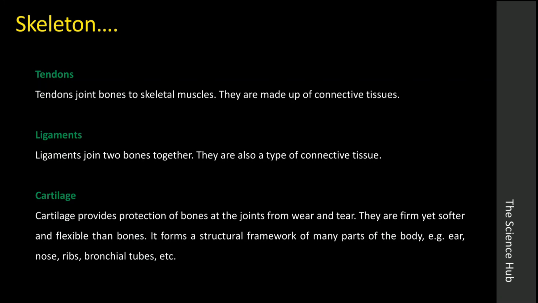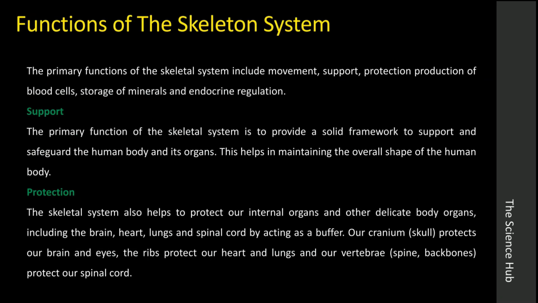Tendons join muscles to bones of the skeletal system. They are made up of connective tissue. Ligaments join two bones together. They are also a type of connective tissue. Cartilage provides protection to the bone at the joint from wear and tear. It is firm yet softer and more flexible than bone. It forms a structural framework of many parts of the body, for example, the ear, nose, ribs and bronchial tubes.